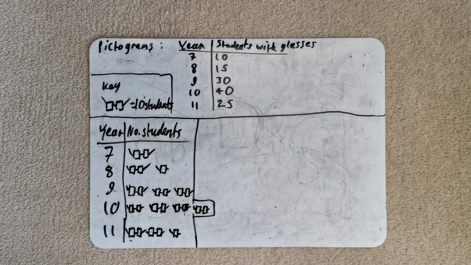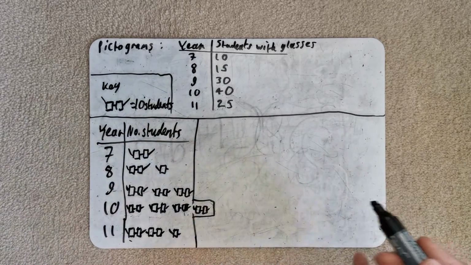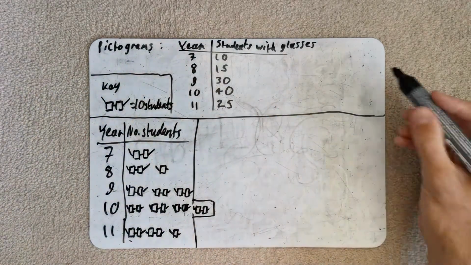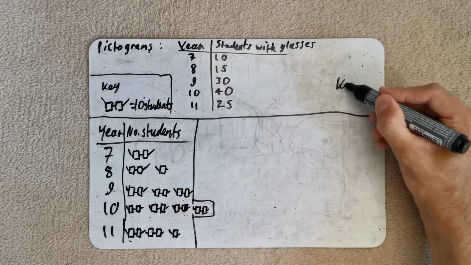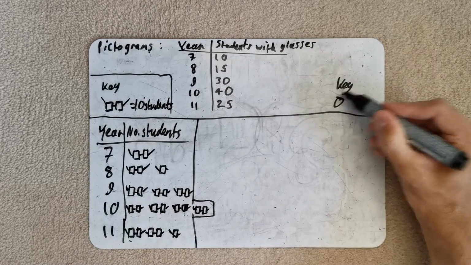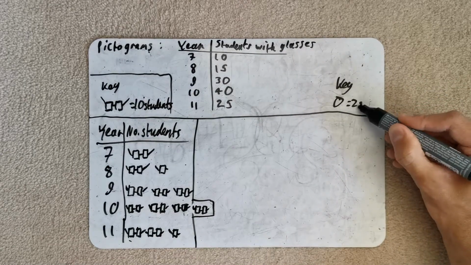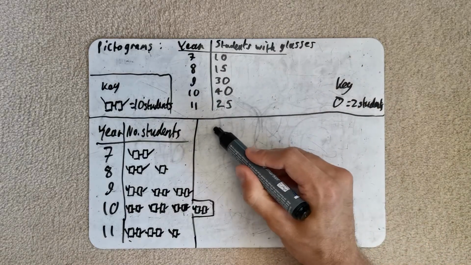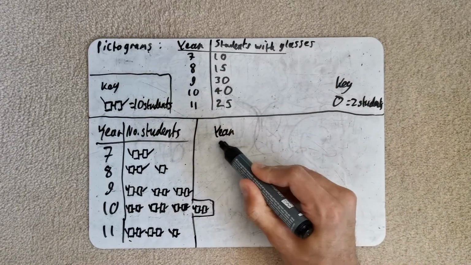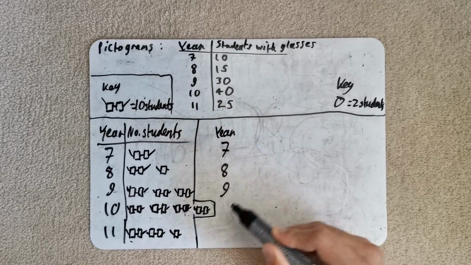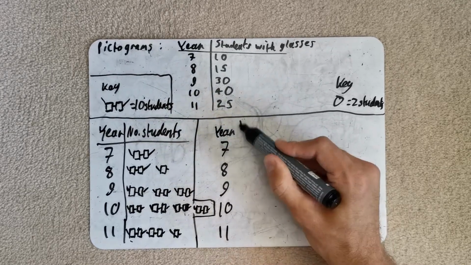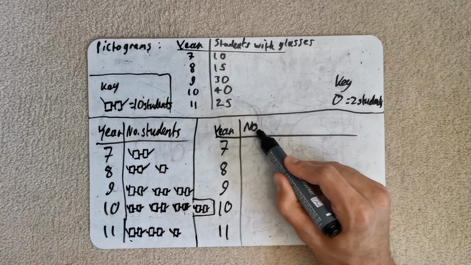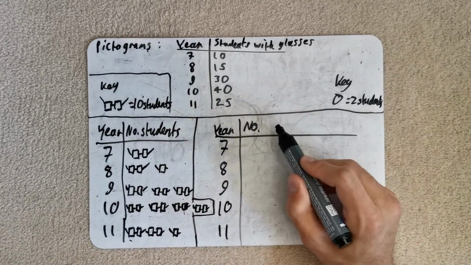Okay, because sometimes you might think, you know what, I'm going to have students being represented by blobs on this one. So let's use the same data and let's say blob equals 2 students. Okay, it'll be the same type of thing again. Year 7, 8, 9, 10, 11. You might represent that using 2 students for just a blob.